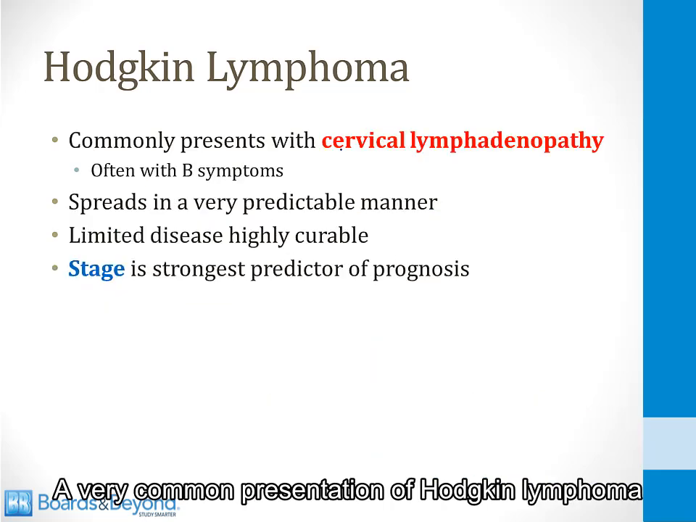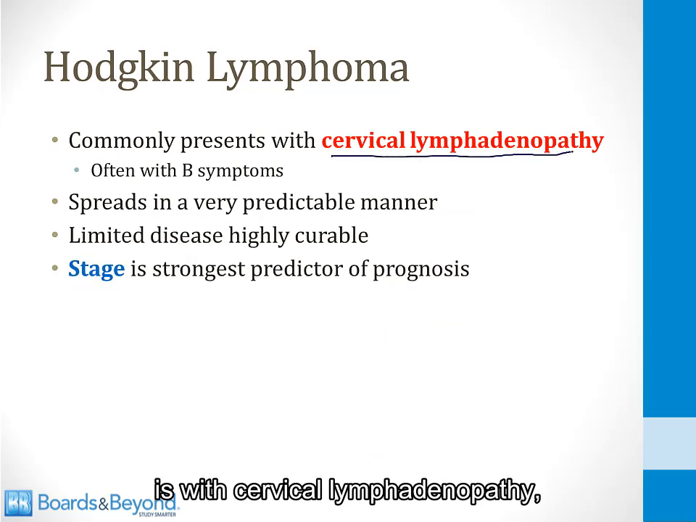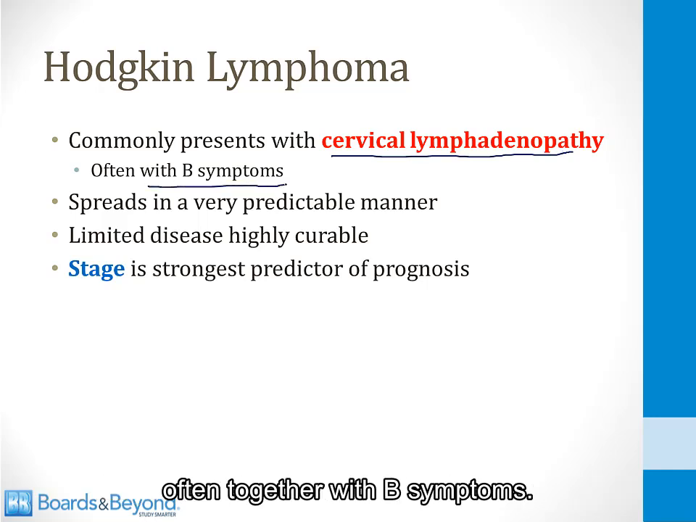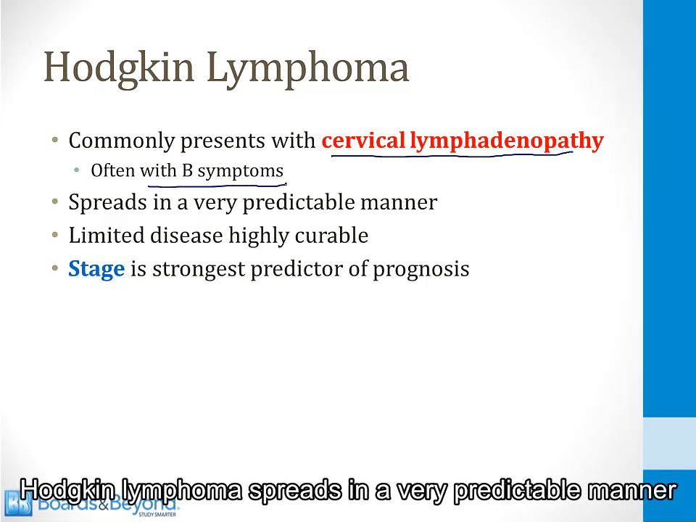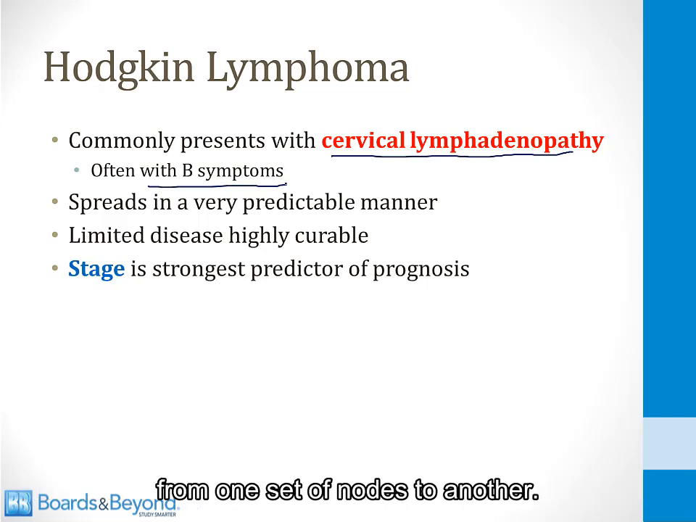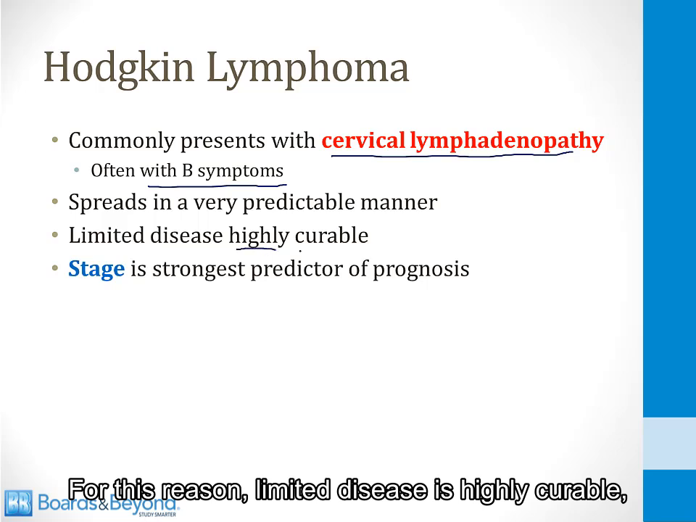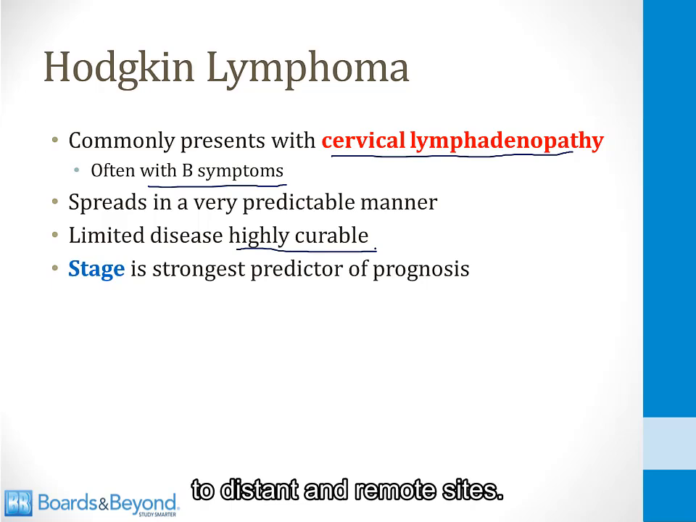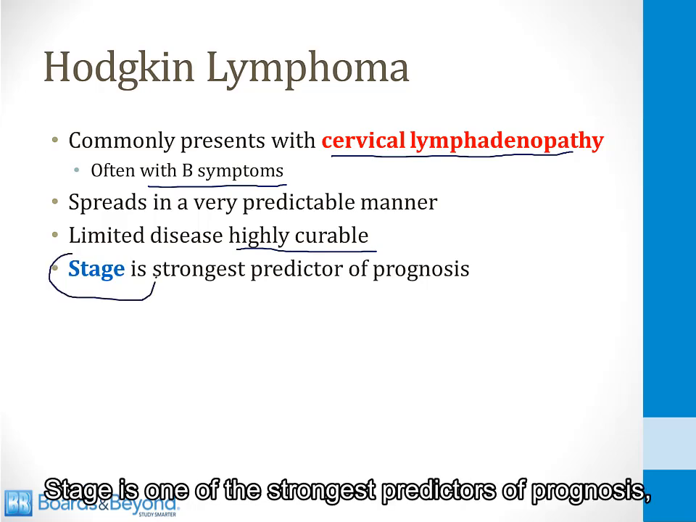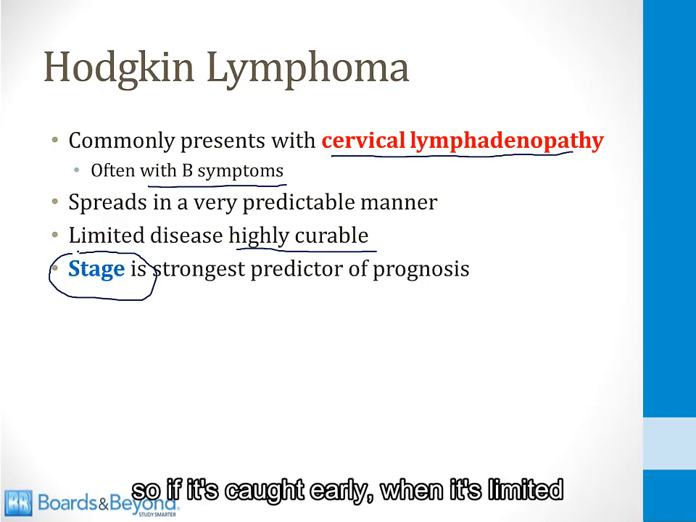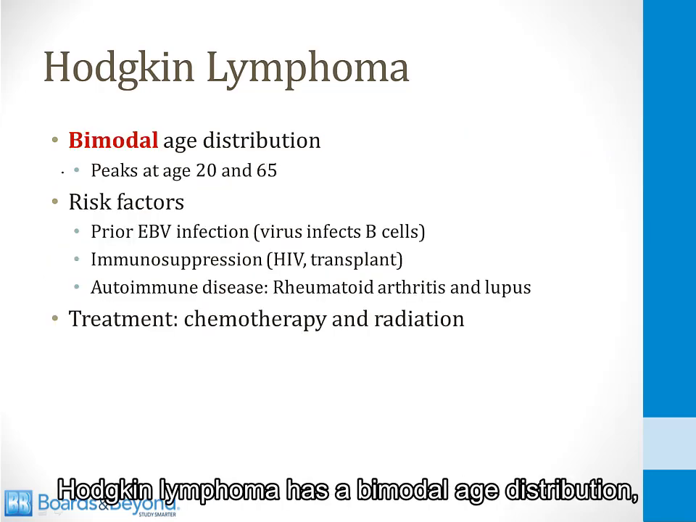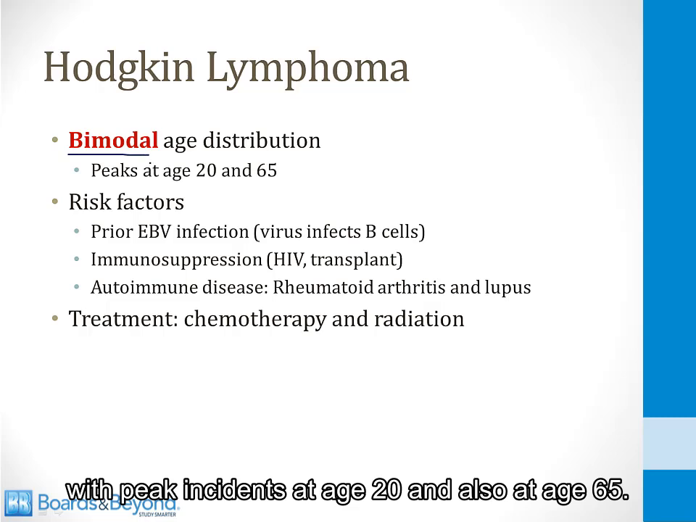A very common presentation of Hodgkin lymphoma is with cervical lymphadenopathy, so enlarged painless lymph nodes in the neck region, often together with B symptoms. Hodgkin lymphoma spreads in a very predictable manner from one set of nodes to another. For this reason, limited disease is highly curable because it's unlikely malignant cells have spread to distant and remote sites. Stage is one of the strongest predictors of prognosis, so if it's caught early when it's limited to the cervical region, it's often highly curable. Hodgkin lymphoma has a bimodal age distribution with peak incidence at age 20 and also at age 65.